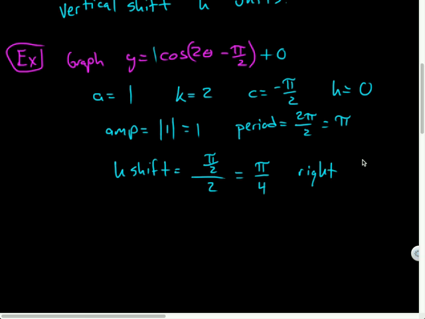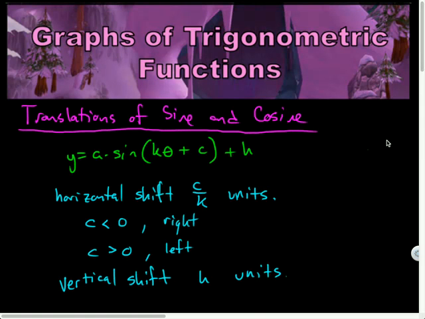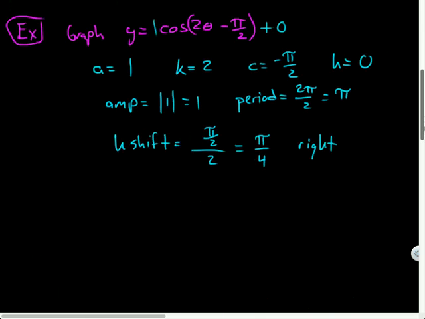Right. No, wait. Because C is negative, right? So for the horizontal shift, it's pi over 2 divided by 2. Yeah, it's C over K units. C over K.